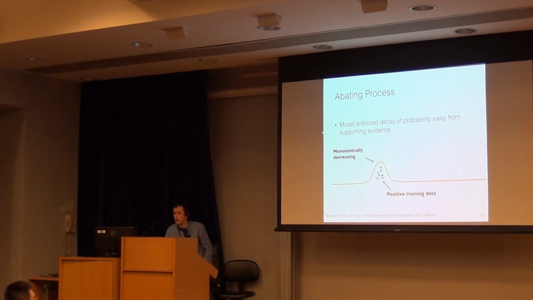Okay, so to address this, we can introduce an abating process into the algorithm. This is just going to be some model-enforced decay of probability away from supporting evidence. So you can imagine a radial basis function perhaps fit around positive training data points. And that's a great function here because it does abate, right? It has a probabilistic decay away from the positive samples. And so when we have this, now we can have basically a probability of 0 once we've gotten too far from the training data. And that's exactly what we want.